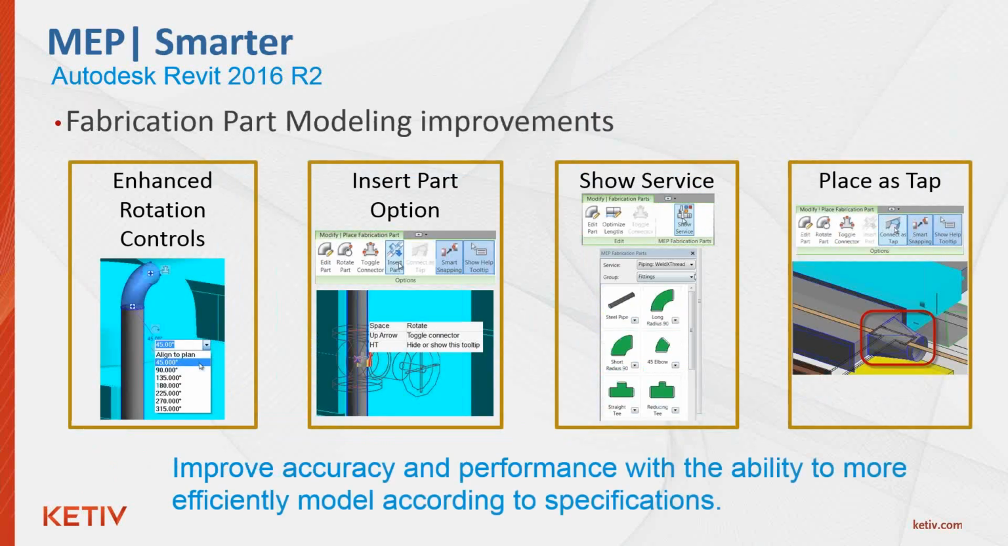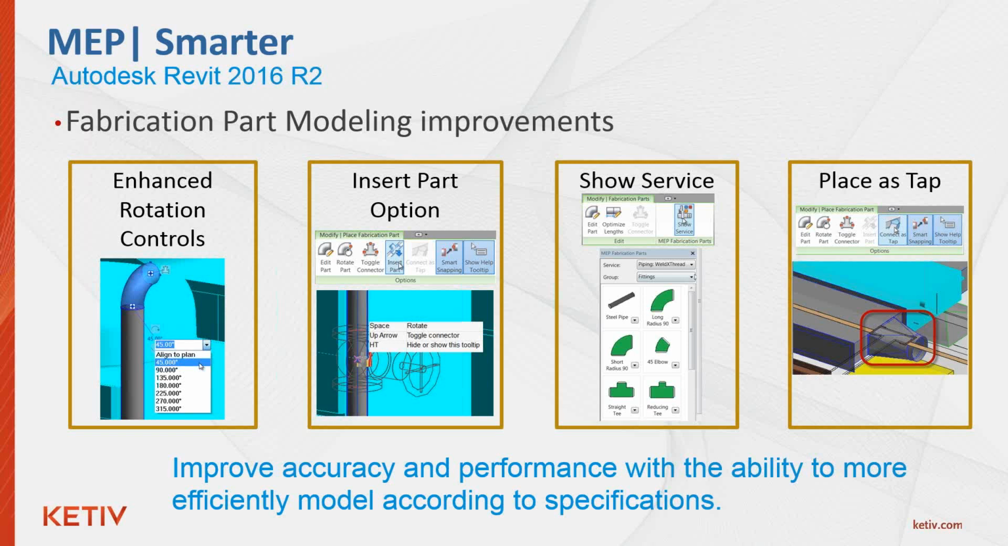All right, Revit 2016 R2 features enhancements to fabrication part modeling for both duct and pipe. The Show Service tool updates the fabrication part browser to show the service of the element selected in Canvas view, making it easier to continue placing related elements. This gives you a more efficient fabrication browser, enabling you to model faster and improve productivity around the office.